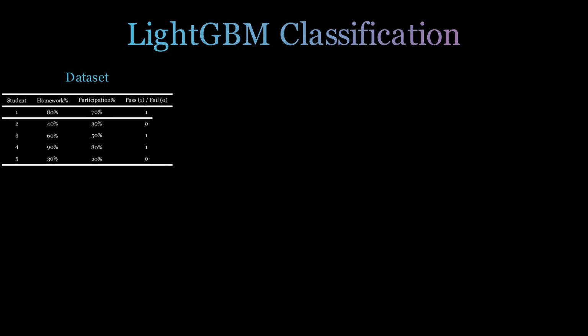Let's learn how LightGBM classification works step by step using a simple example of predicting whether students will pass or fail a class. Here is our dataset. We have 5 students, and we want to predict whether they will pass or fail based on their homework submission rate and class participation.